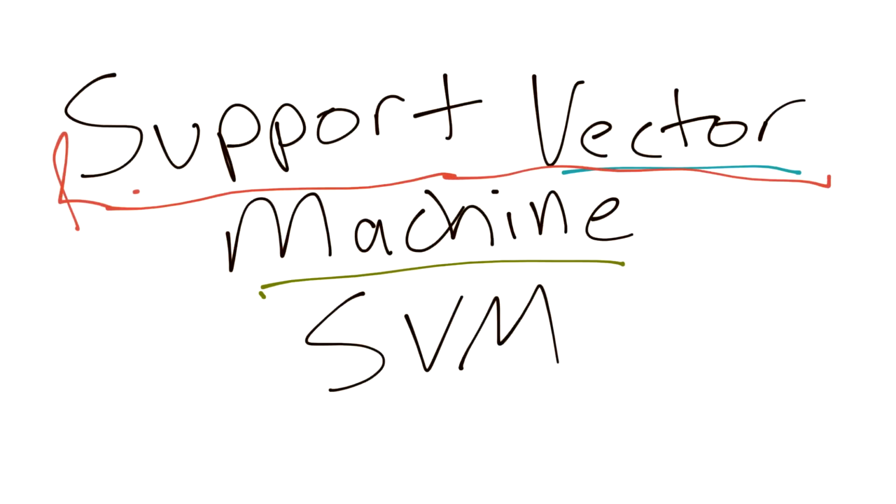So we've got support vectors. We're not really sure what those are yet, but we'll figure it out. So we've got a support vector machine. We're looking probably for some support vectors, and we are recognizing that we're working in vector space.